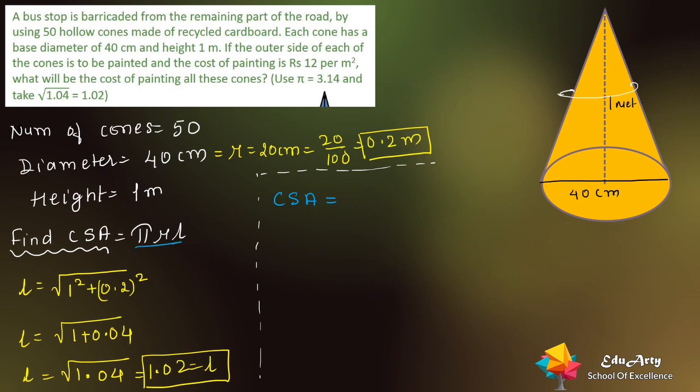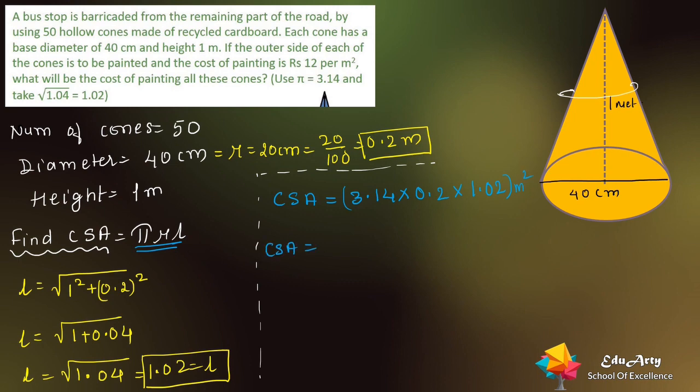The formula for CSA we have already written, that is equal to pi r L. So 3.14 into radius, which will be 0.2, into L. L is equal to how much? L is equal to 1.02. Whatever this comes to, it will be in meter square. Correct. Now let's do the calculation.